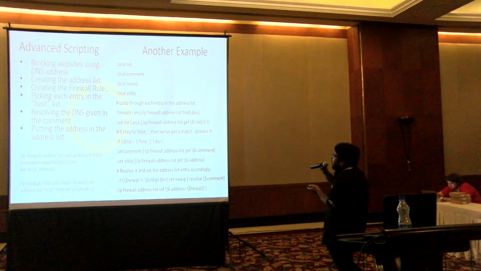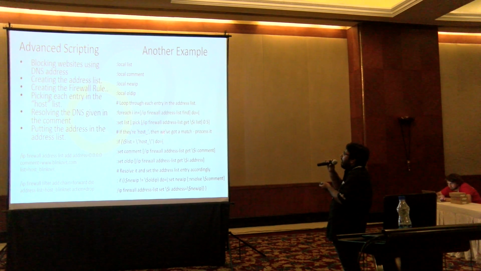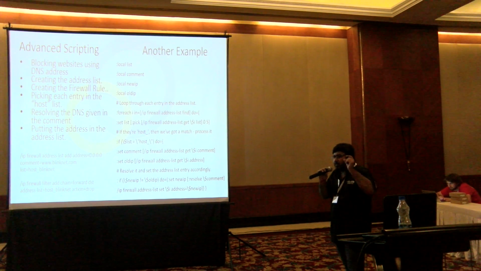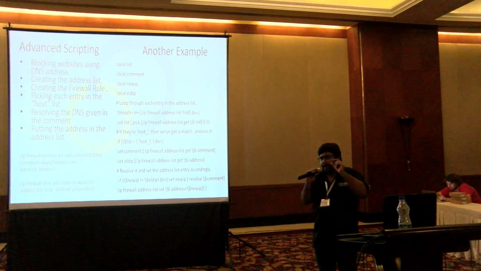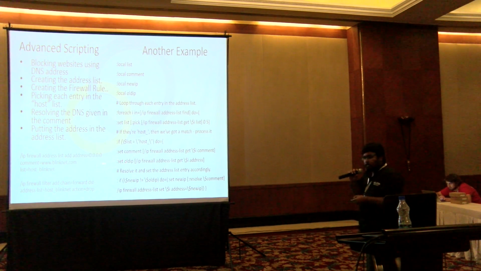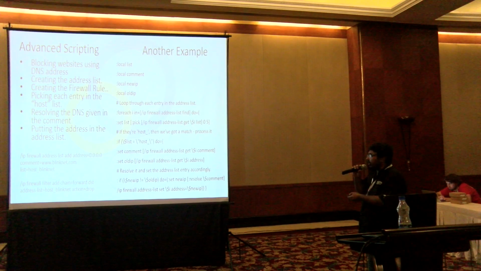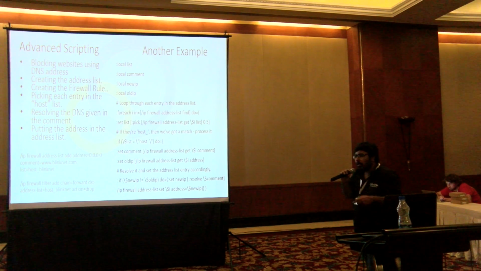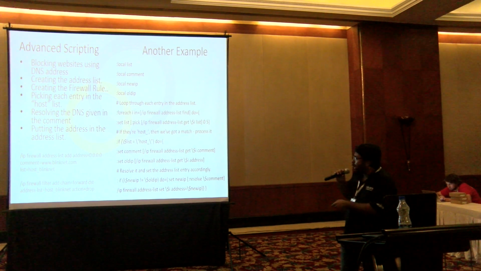Do set list pick IP firewall address get $I list. That means it will get the lists, that are the addresses that are there. And for each list which contains the word host in it, it will execute a set of commands. What will it do? It will set the comment in a variable, then it will change the IP address. And how does it change the IP address? It will resolve the comment.